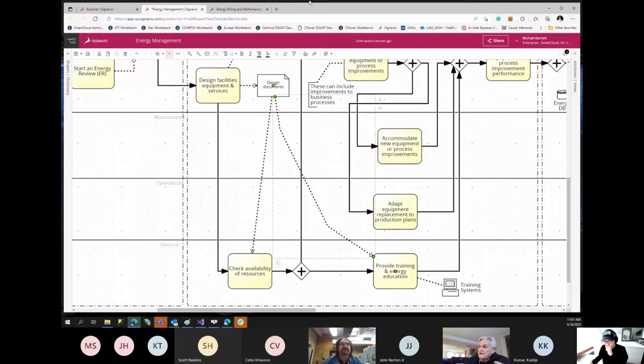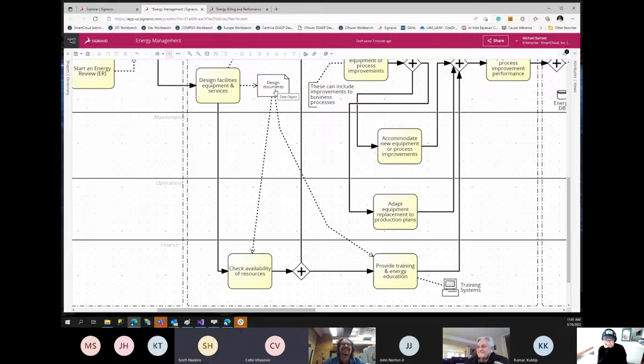Yeah, good. I just added a couple of arrows here, which is the way you'd represent the fact that whatever is getting designed, these new changes would also be an input to checking resources, and presumably those SOPs and other information would be what they're training on. So that's at least one way to represent that in the model. That's a bit of a big presumption. Yeah.